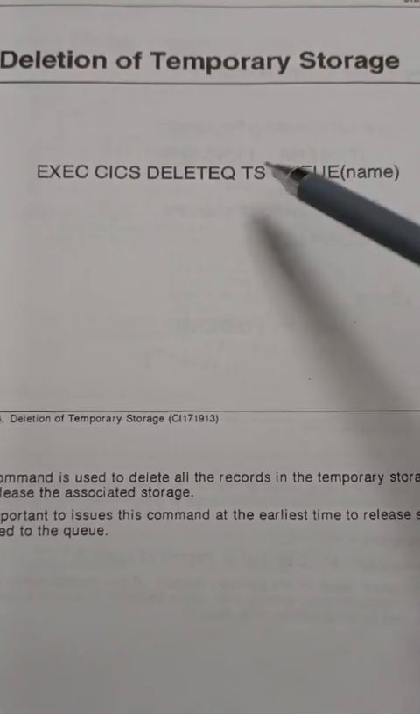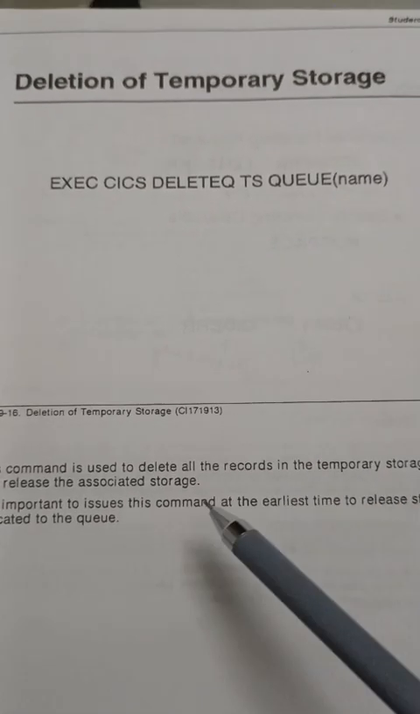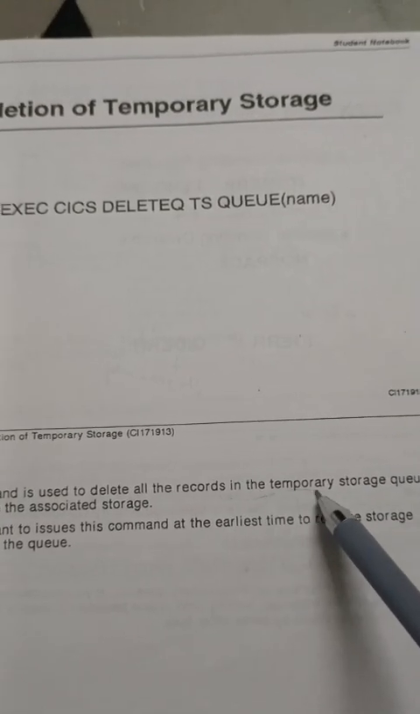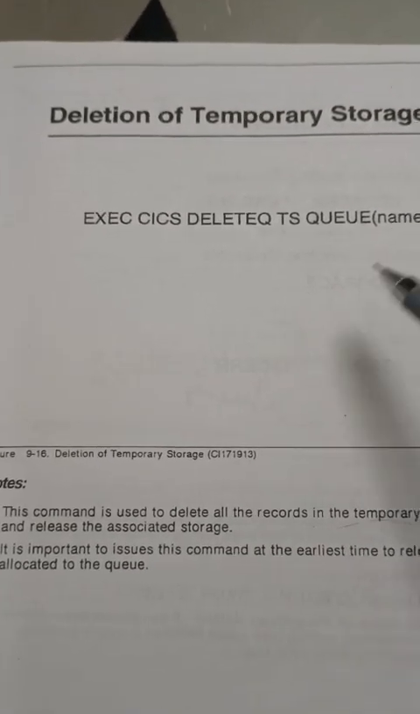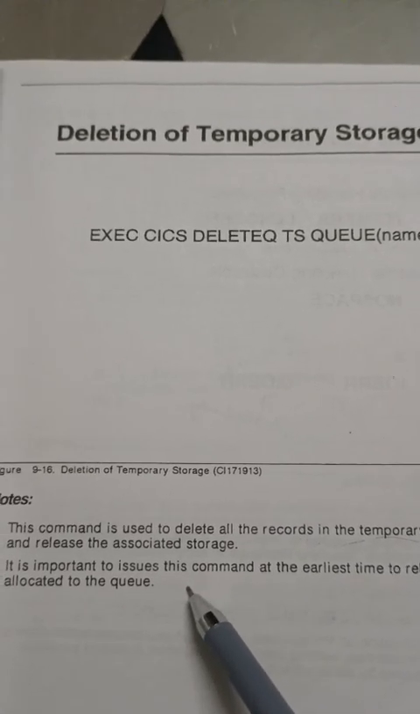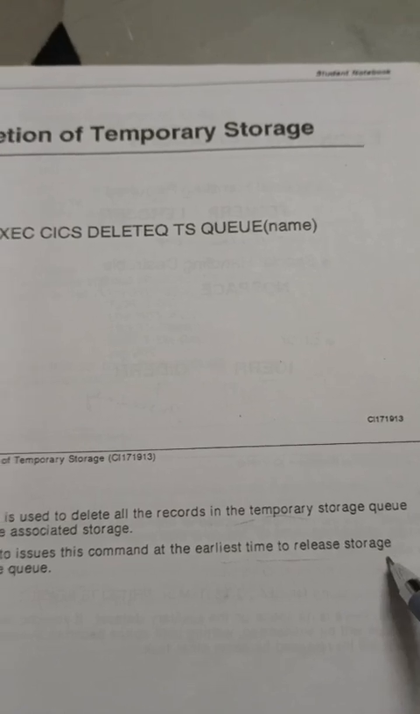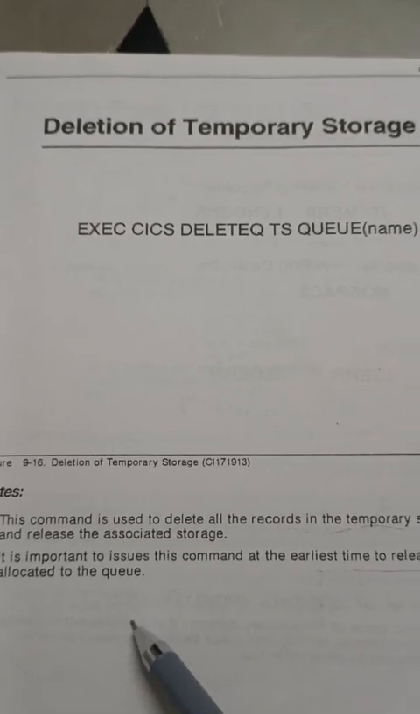And this is the delete queue command with the temporary storage queue name. The queue will get deleted here. The command is used to delete all records in the temporary storage queue and release the associated storage, that is, release. And an important note here is to use the command at the earliest to release the storage allocated to the queue.